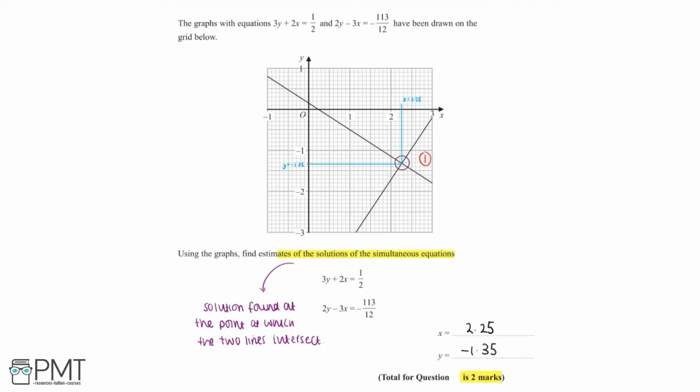Now since we found the correct solutions for the x and y coordinates of the point of intersection, we can now get the second mark. And so we've now achieved the full 2 marks needed in this question.